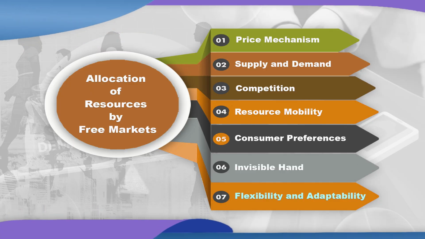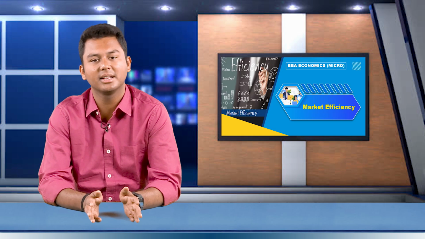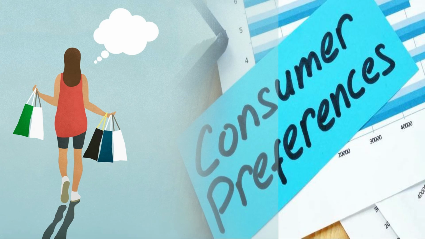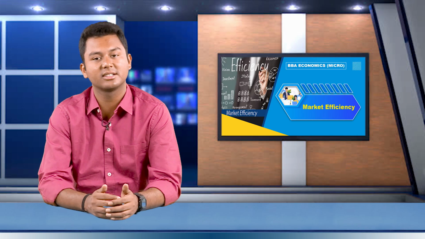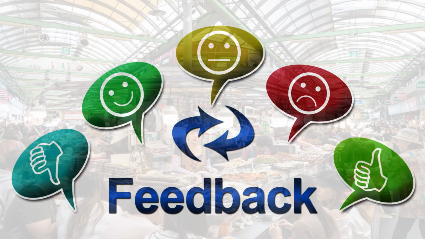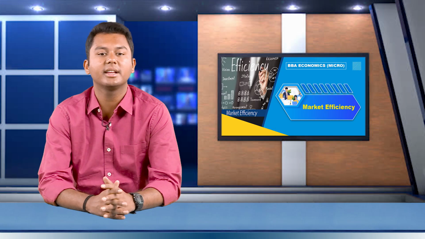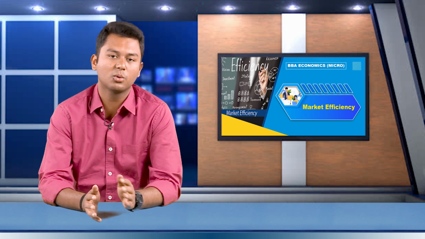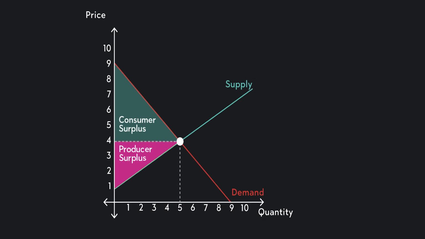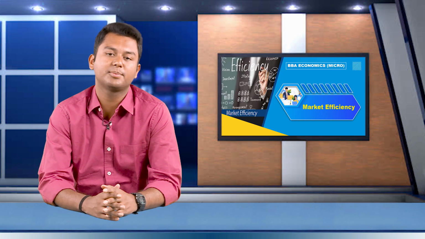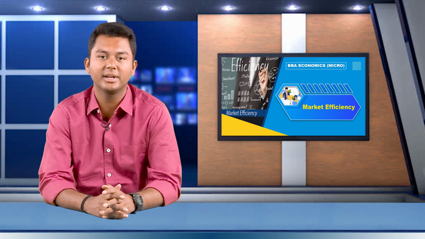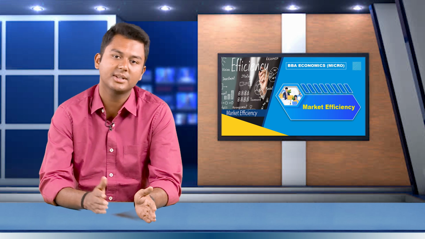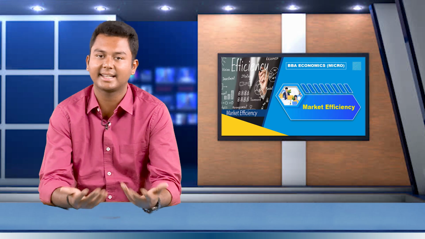The next point is flexibility and adaptability. Free markets are flexible and adaptable to changing economic conditions, technological advancements, and consumer preferences. Producers can quickly adjust production levels, prices, and product offerings based on market feedback, ensuring resource allocation remains dynamic and responsive. So, all these things hint towards changing the consumer surplus and producer surplus. This is what we are going to explore in the upcoming topics, and we are going to see how the concept of total surplus will be defined, where consumer surplus and producer surplus are a part of it and that can be enhanced.